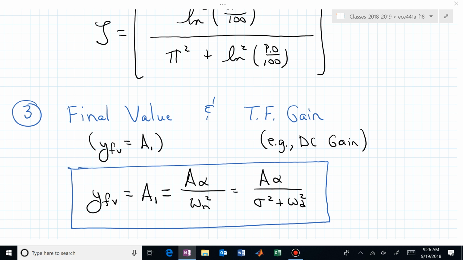And A1 was the final value. So if we have the final value, somebody has to tell you how hard you kicked your system. What was A? A was the constant input. You've now calculated sigma and omega sub d from the previous two. Now we can solve for alpha. We now have alpha, we have sigma, we have omega sub d. We have that second order system transfer function identified.